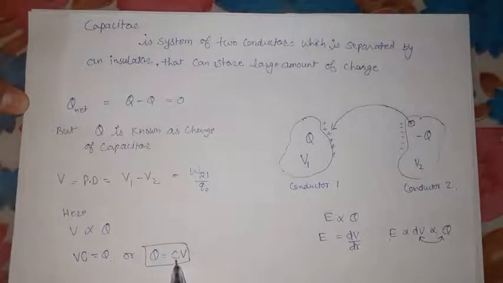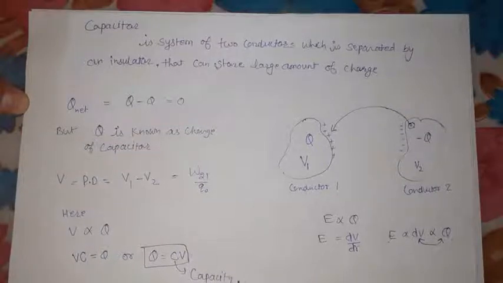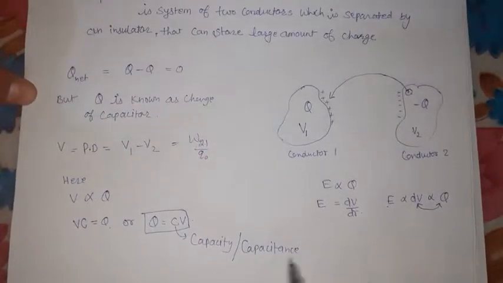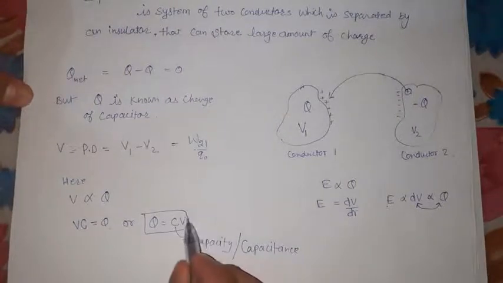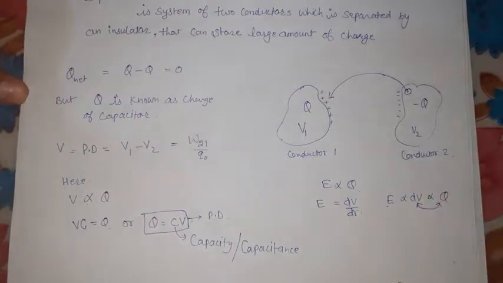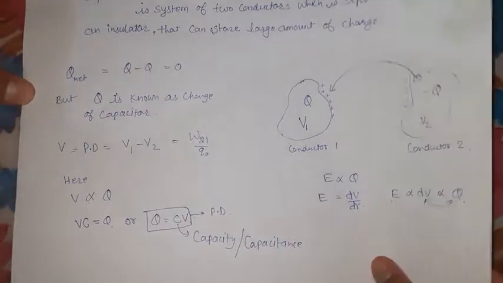Okay, so C is what? It is said to be the capacity of the capacitor, or it is said to be capacitance. So C is capacitance, and V is what over there? It is the potential difference between the two conductors. Okay, now over here, students, what is this capacitance?